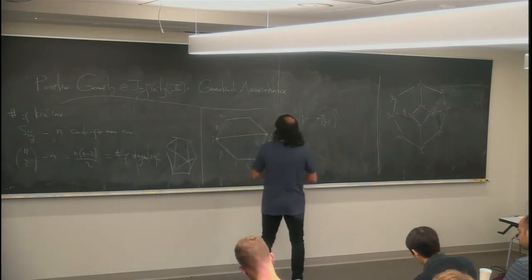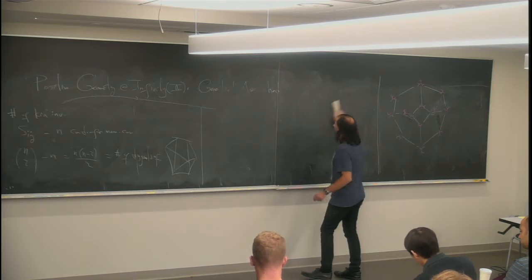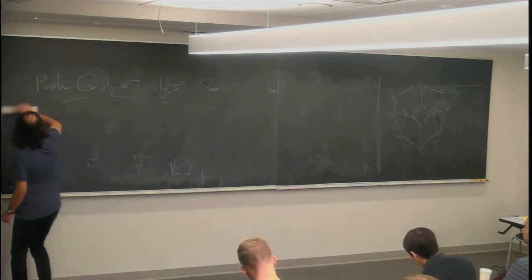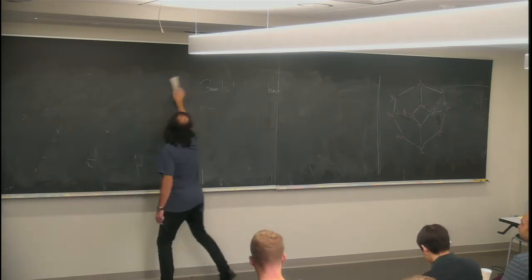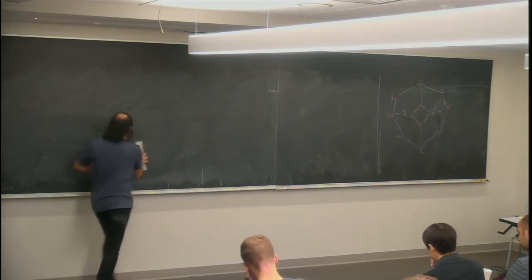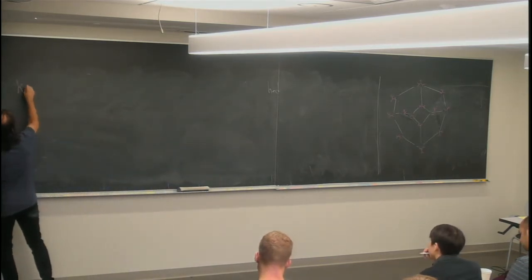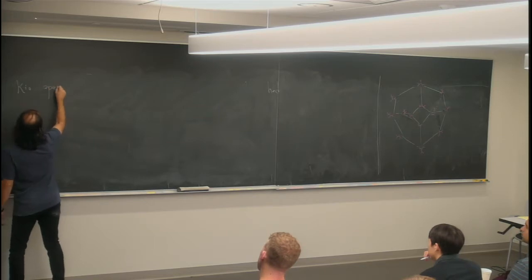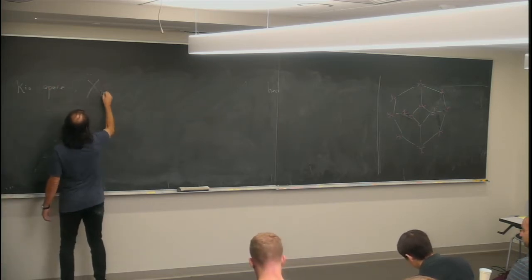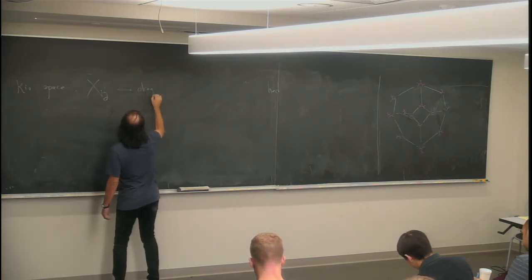Okay, so first of all, these are just better variables. So the kinematic space for this problem is naturally just a space of all the x's. So let me draw it again. The kinematic space for n particle scattering is just the space of all xij's, which are associated with diagonals of an n-gon.